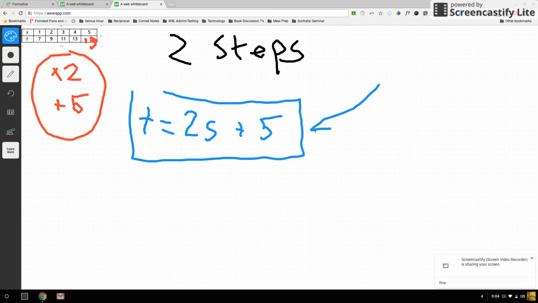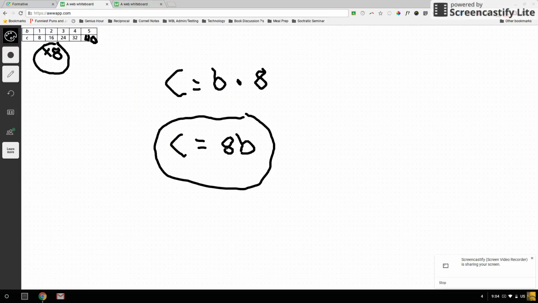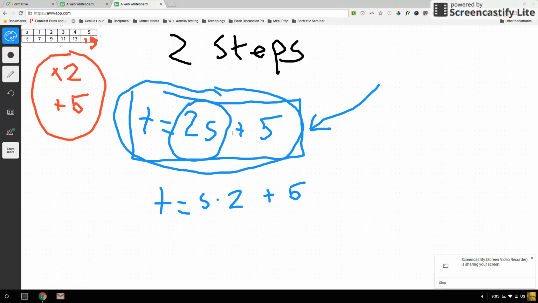There is our function. We also could write it t equals s times 2 plus 5, but we really want to work on putting those multiplication numbers right next to each other without having to use this symbol. Okay, so you're going to work on a few of these problems. A couple will be one-step problems like the first one we did, and a couple are going to be two-step problems. But on your check-in, I put a little hint by the ones that are two-step problems. All right, good luck.